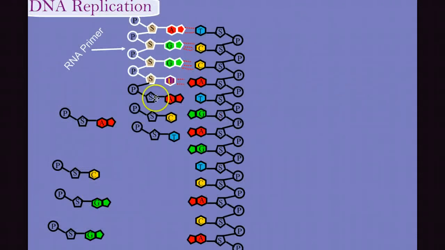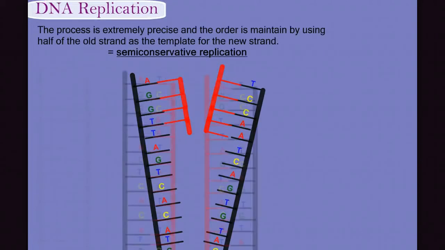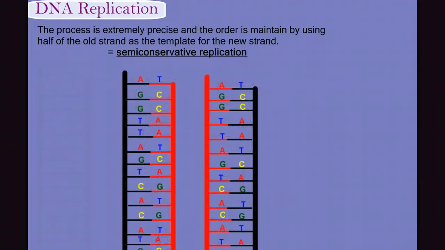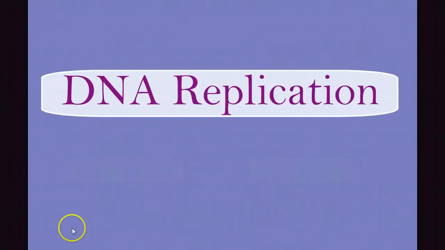We mentioned that DNA polymerase can only build a DNA strand off of an existing strand, so we talked about the importance of RNA primers to the process. We made sure we understood the semi-conservative nature of replication, and we talked about what happens when there's a mistake in our DNA code, in our base pairing, with DNA repair. That concludes the lesson on DNA replication.